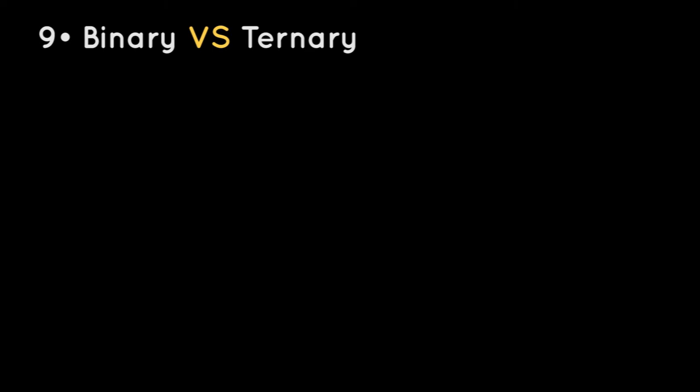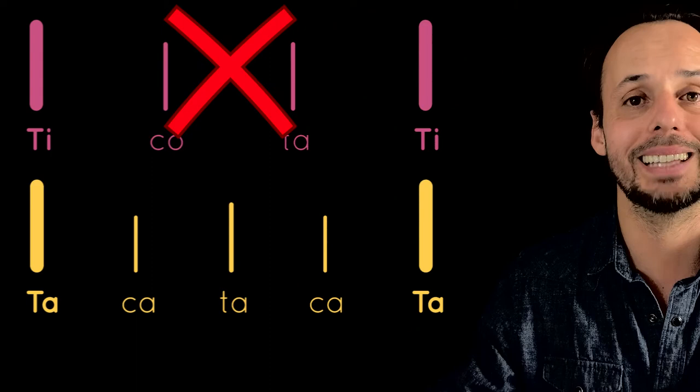The difficulty here is to make sure that everything is in place, that the kas are precisely where they are supposed to be. Otherwise, we are not redoblando properly. This, for example, is not good. Because here we are doing ternary subdivision. Ticota, ticota, ticota, ticota. But we want binary subdivisions. Taka, taka, taka, taka, taka, taka, taka, taka.